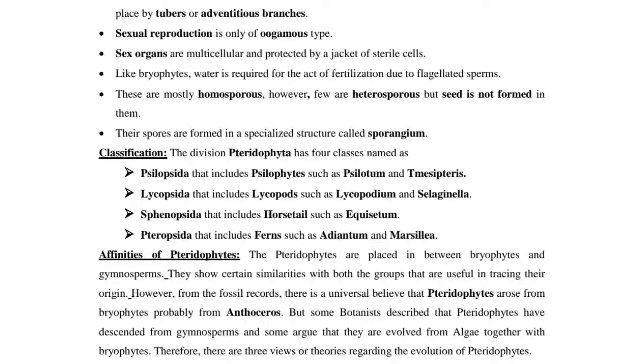Affinities of Pteridophytes. The Pteridophytes are placed in between bryophytes and gymnosperms. They show certain similarities with both the groups that are useful in tracing their origin. However, from the fossil records, there is a universal belief that Pteridophytes arose from bryophytes, probably from Anthoceros. But some botanists describe that Pteridophytes have descended from gymnosperms, and some argue that they evolved from algae together with bryophytes. Therefore, there are 3 views or theories regarding the evolution of Pteridophytes.